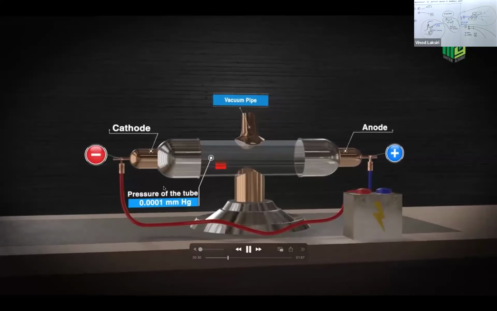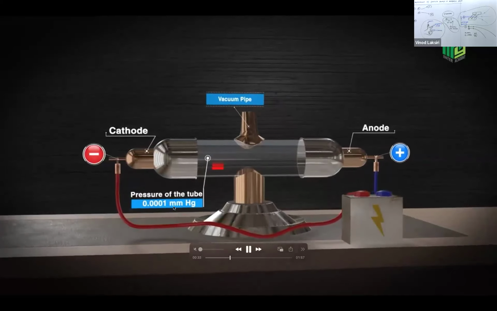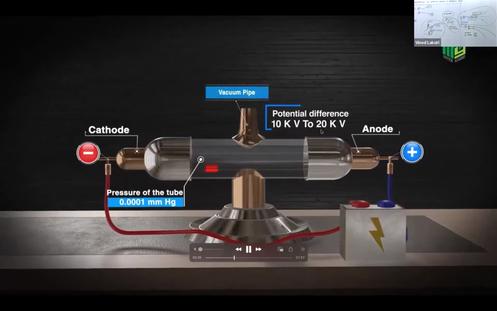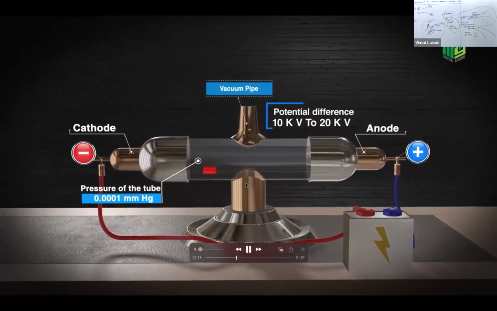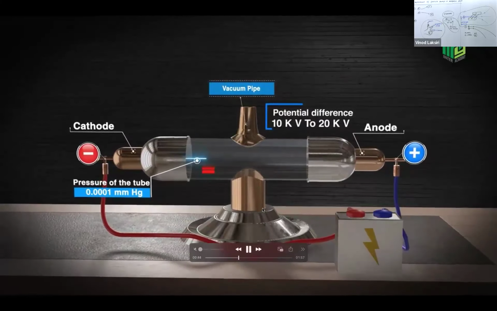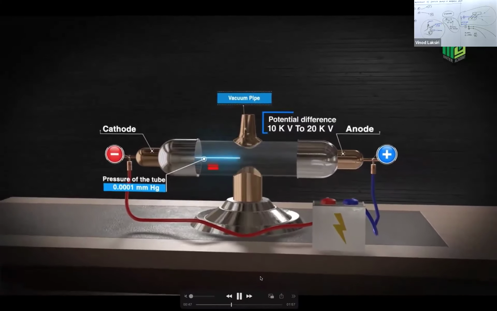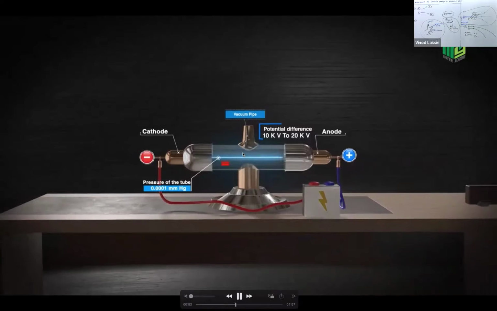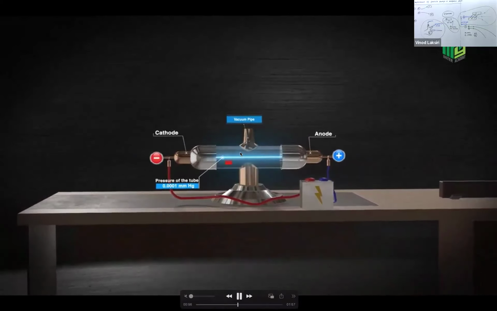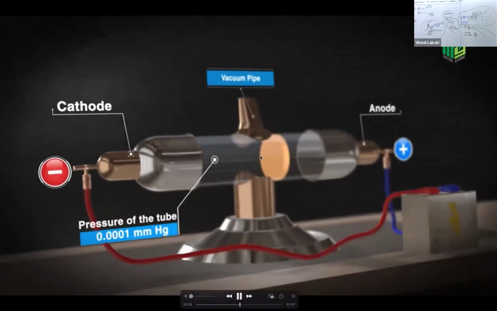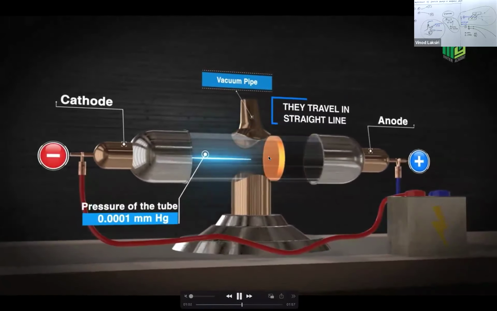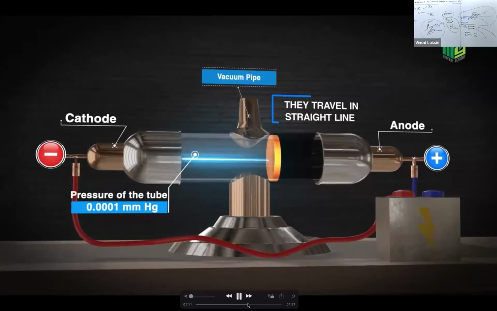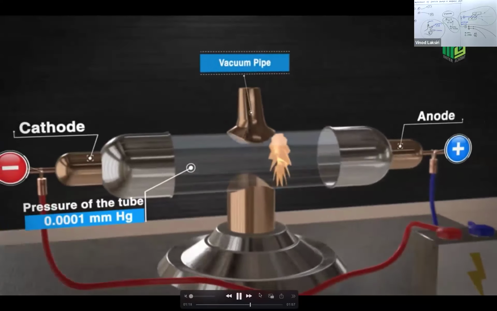The pressure of this tube decreases to about 0.001 mm Hg, which is the unit of pressure. And the voltage increases to 10 kilovolts up to 20 kilovolts. Then you can observe the production of the cathode ray like this. The cathode ray is produced like this.